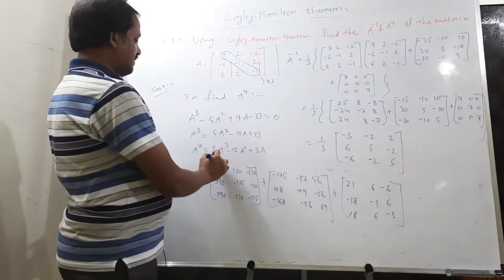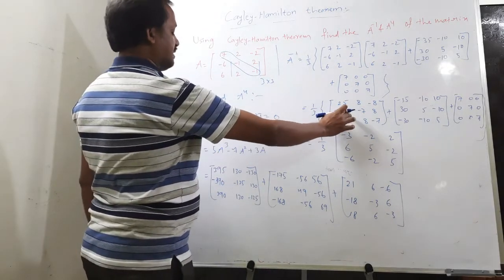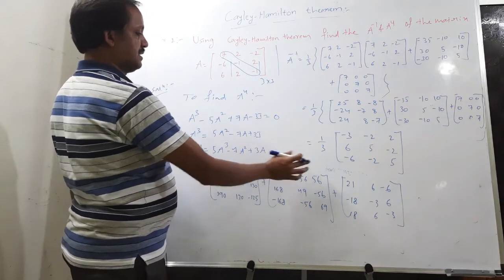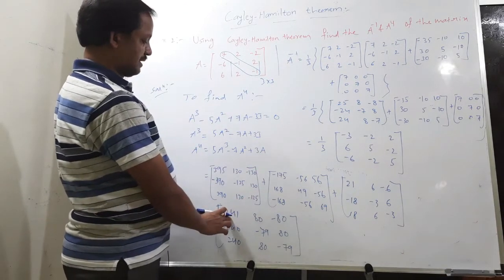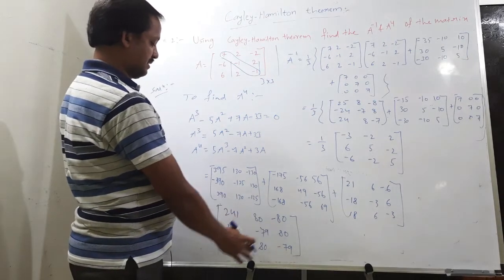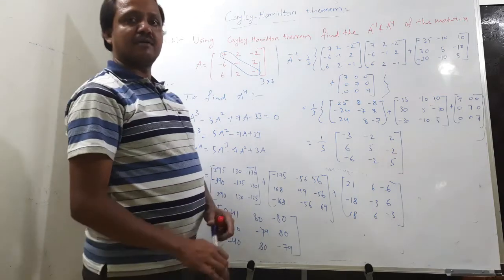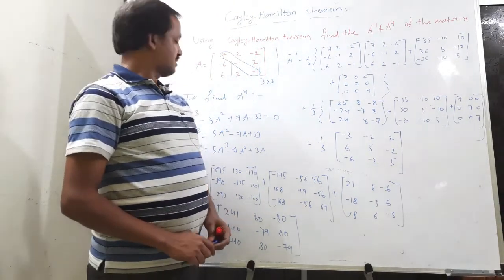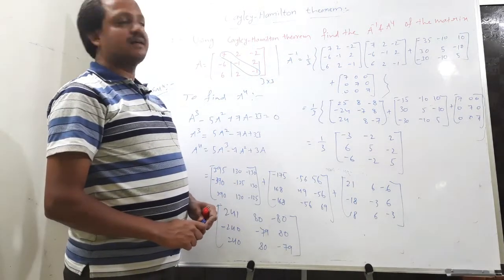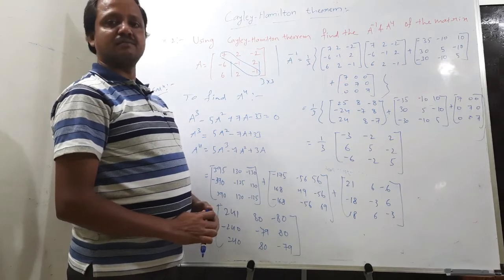So after simplification, 5A cube means 5, already we have A square, we again multiply with A. So we will get this quantity. Here minus 7A square plus 3A. After simplification, we are getting the matrix for A power 4. If you have a calculator, you can verify the answer also. But this is the way you can find A inverse and A power 4 using the Cayley-Hamilton theorem.